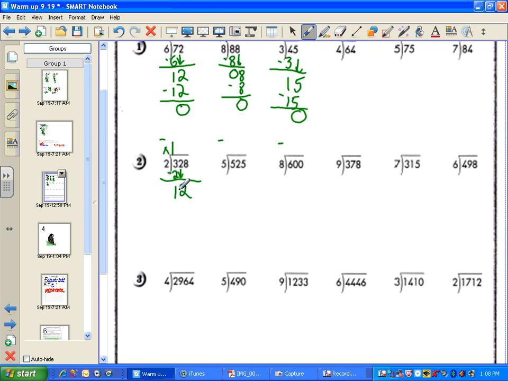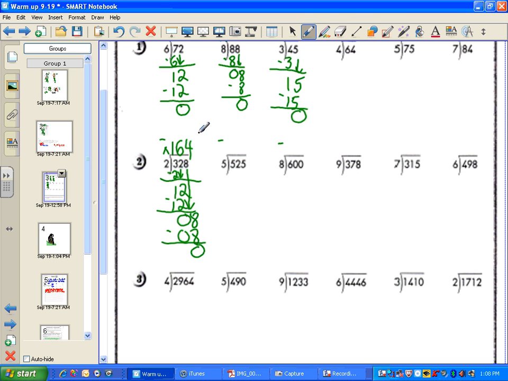How many 2's are in 12? 6. Because 6 times 2 is 12. Subtract. This is why we do the arrows, because we can't forget our 8. Bring down our 8 and start over one more time. How many 2's are in 8? 4. Touch it. 4 times 2 is 8. And you get remainder 0. So again, the answer is 164.